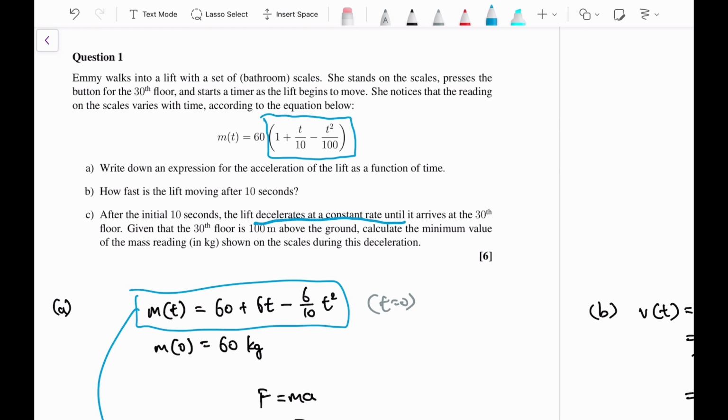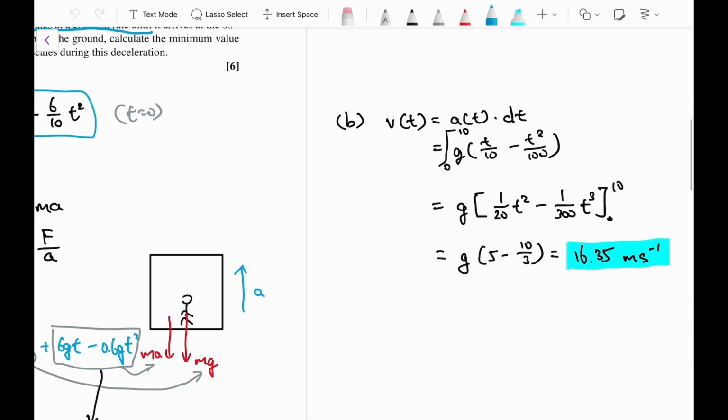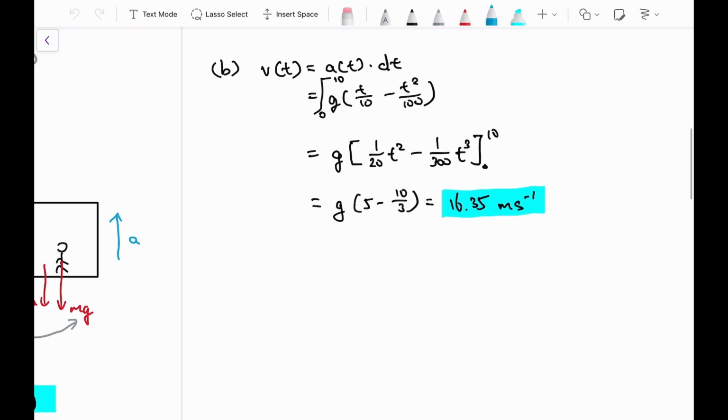So the minimum value of the mass reading shown on the scale during this deceleration occurs when the deceleration is at the minimum value. Well, if it decelerates at a constant rate, this means that the mass reading will be constant during this period. So what we have to do is simply calculate the deceleration during this period. Okay, so let's see.